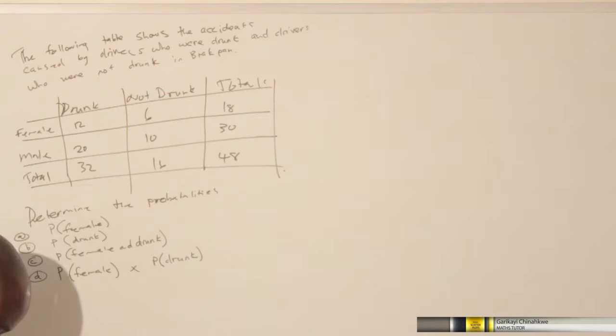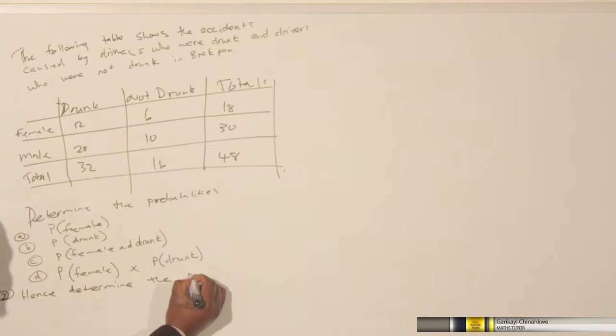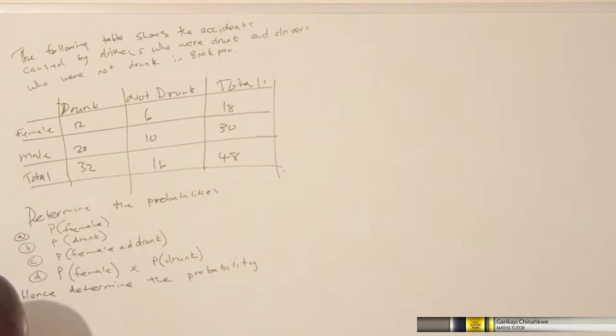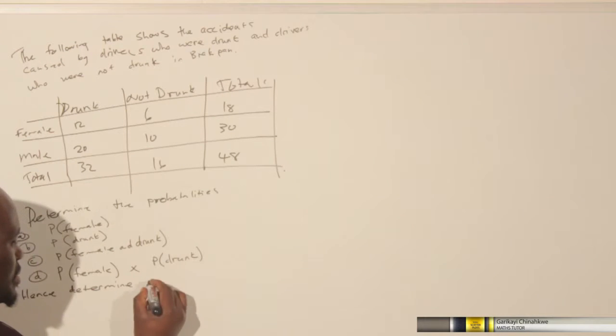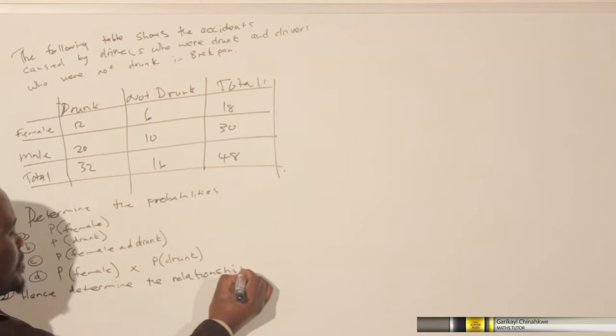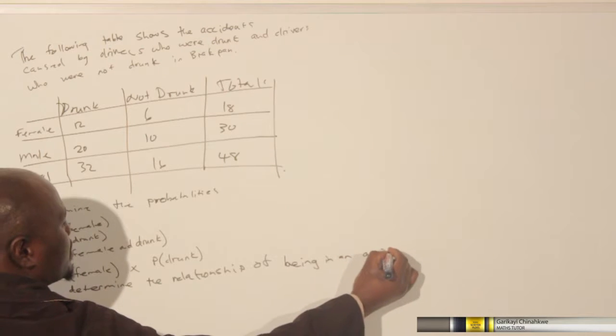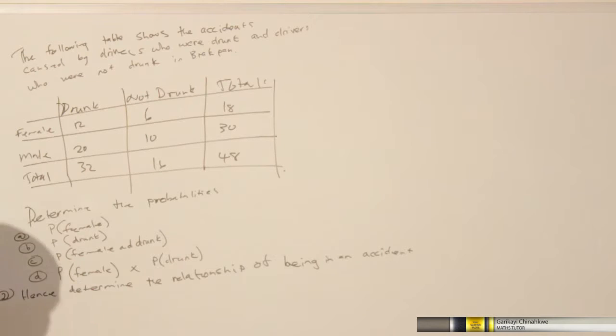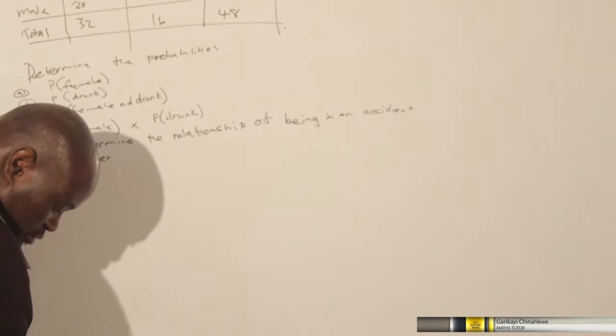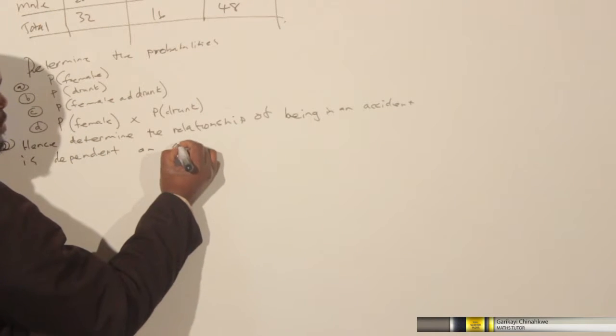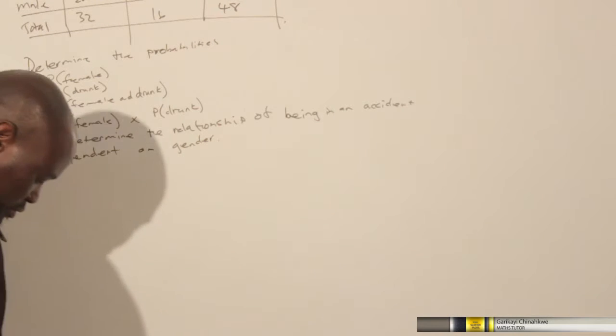Then question 2. Hence, determine whether the relationship of being in an accident is dependent on gender. Justify your answer.